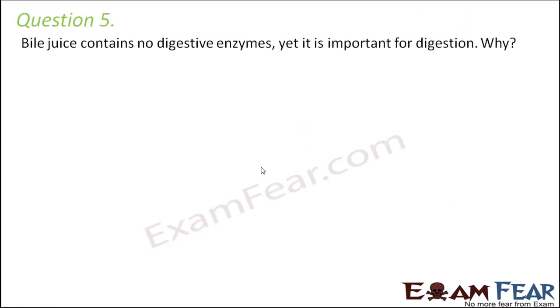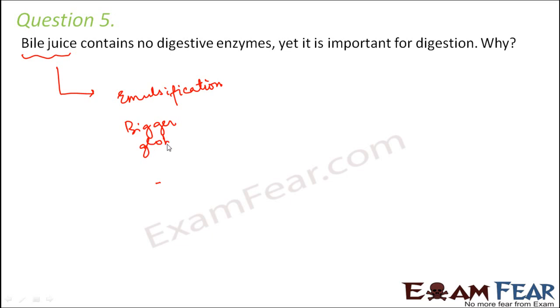It says, bile juice contains no digestive enzymes, yet it is important for digestion. Why? Now, as we know, it is true that bile juice does not have any digestive enzyme. But bile juice helps in emulsification of fats. That is, bigger globules of fat are broken down into smaller globules. So that means it helps in the process of digestion.